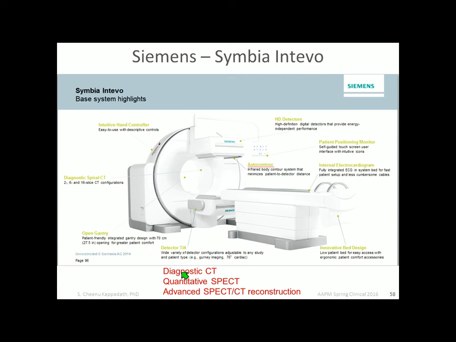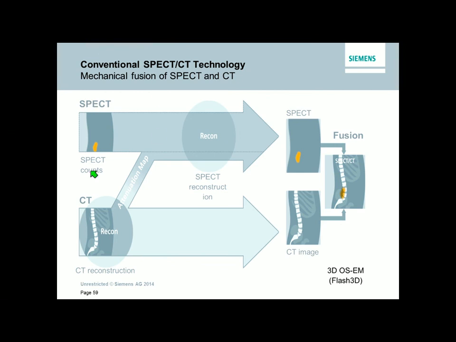The idea is they have a diagnostic CT scanner, but they also produce quantitative SPECT images. They'll give you becquerels per ml as an output, and it has some very advanced SPECT-CT reconstruction I want to highlight next. These are slides from Siemens that I've borrowed. Traditionally, when you do SPECT and CT, CT is used for attenuation correction, and during the SPECT reconstruction you model attenuation, and that's it.